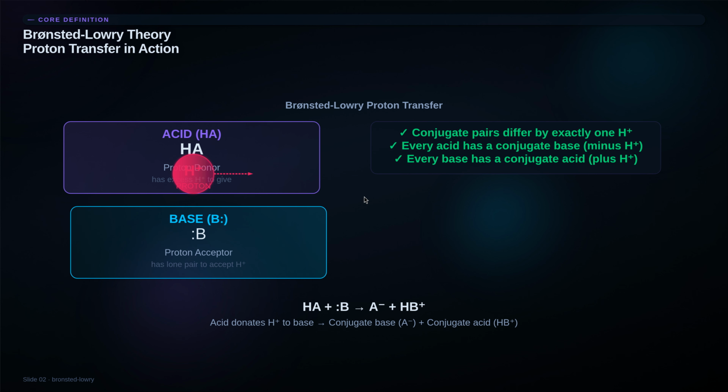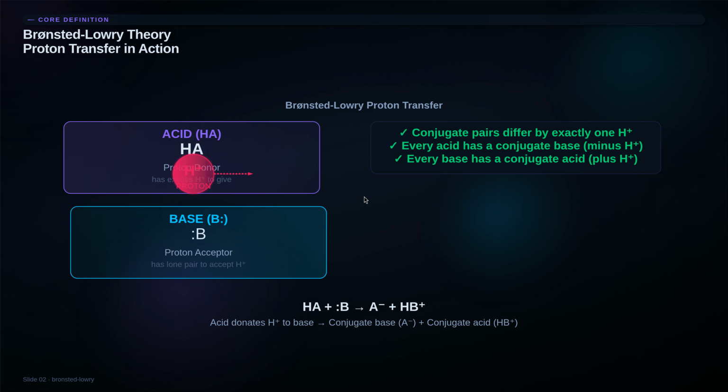A Brønsted-Lowry acid is any species that donates a proton or hydrogen ion H+. A Brønsted-Lowry base is any species that accepts a proton. This definition is broader than the Arrhenius model because it includes molecular substances like ammonia that do not contain hydroxide ions. Consider the reaction between hydrogen chloride and water.